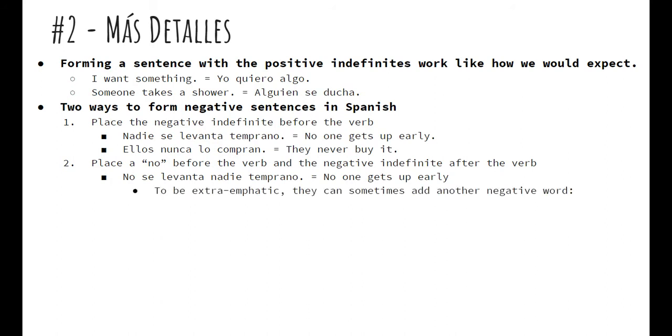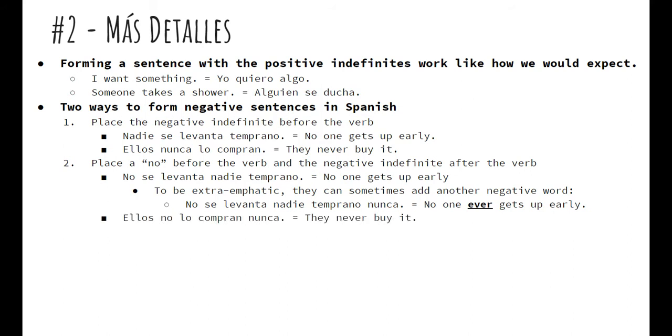Do note here, to be extra emphatic, they sometimes can add another negative word, which is usually nunca or jamás. So no se levanta nadie temprano nunca. No one ever gets up early. And there you'll see it's also got the nunca or the jamás in there. We have ellos no lo compran nunca. Here that same sentence as above, but done by putting the no in front of the verb and then putting the negative indefinite afterwards.